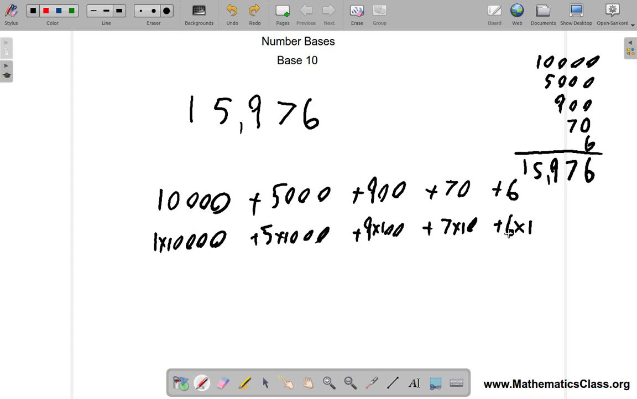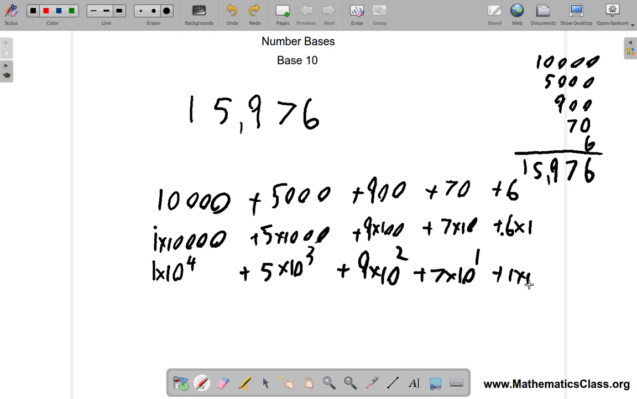Now, suppose you consider this 10,000 as a power of 10. So it is 1 times 10 to the power of 4, plus 5 times 10 to the power of what gives you 1,000? 3. One shortcut way is to count the number of zeros that I have here. 4 zeros is 10 to the 4. 3 zeros, that's 10 to the 3. Plus 9 times 10 to what power gives you 100? It's 2. Plus 7 times 10 to the power of 1, plus 1 times 10 to the power of, what would this be? Well, it would be 0.